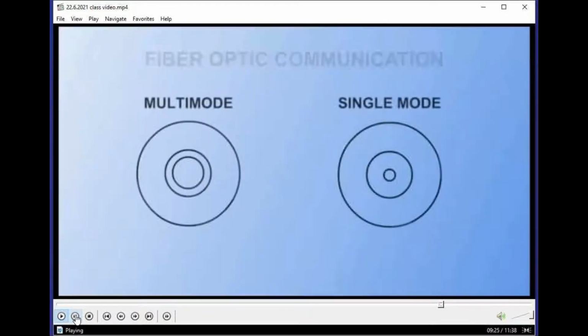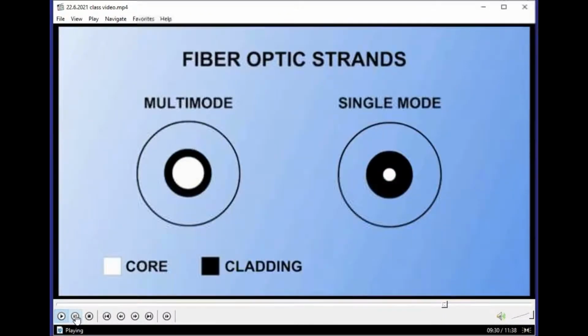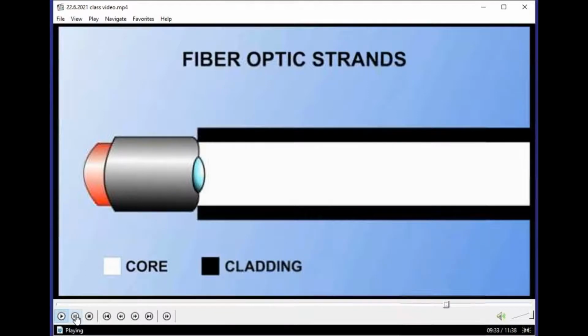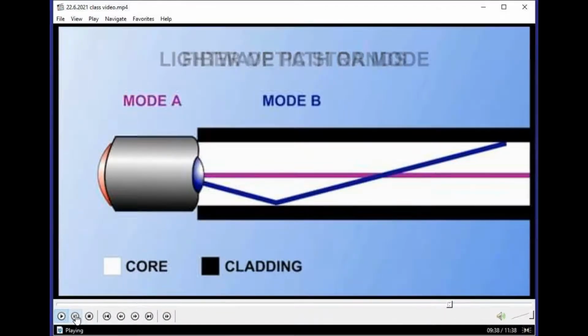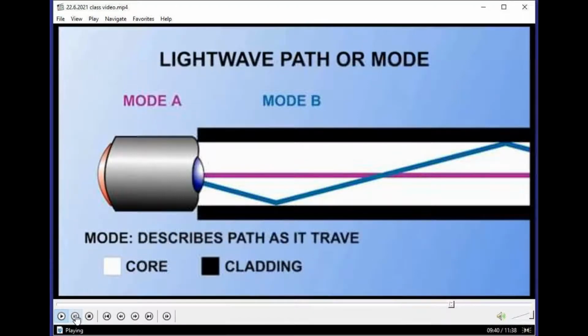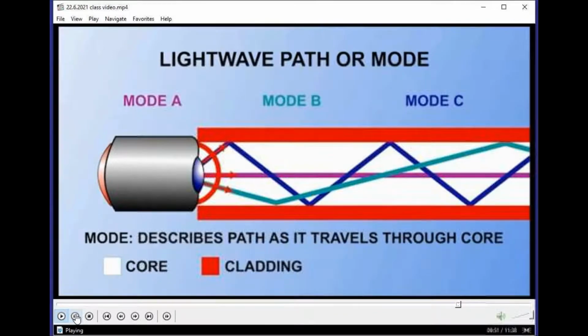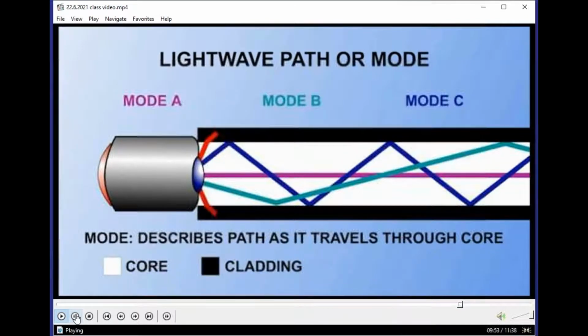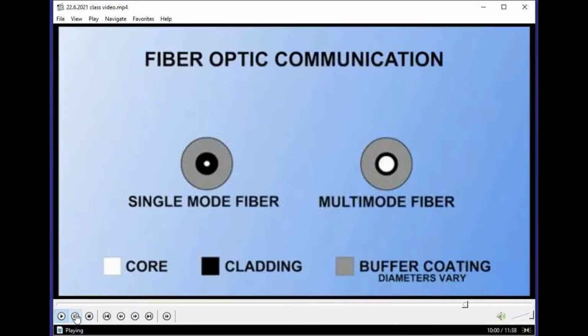However, long-distance fiber strands differ depending on the design of the core in relationship to the surrounding cladding. Depending on the type of light source used, the light waves propagating through the core may follow a variety of paths. A mode describes the path of a light wave as it travels through the core. The mode, or path, is determined by the angle of the light wave entering the strand and the refractive index of the cladding. If the angle of the entering light wave is too sharp, the wave will not propagate through the cable. There are single and multi-mode fiber optic strands.